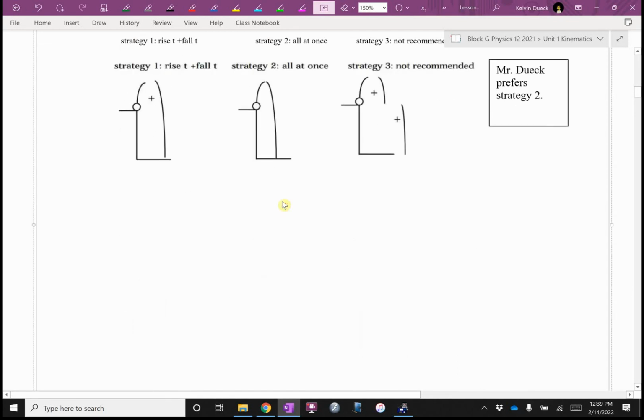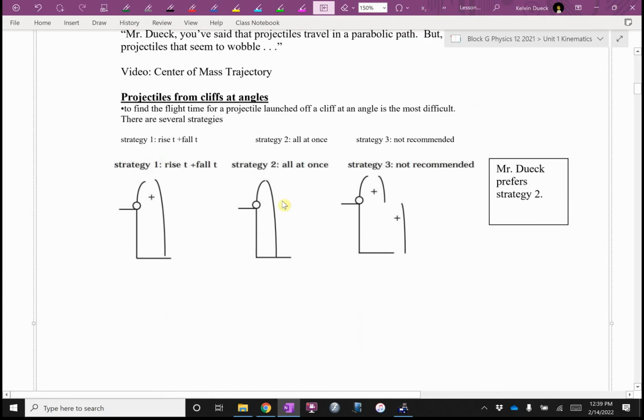The toughest projectiles are projectiles from cliffs at angles. We're going to spend most of our time finding time. Kevin, why is time so handy? Because it's a scalar. It can go in both columns in my t-table, and I need 3 things to find the fourth. It'll often be the third thing that I need to find.